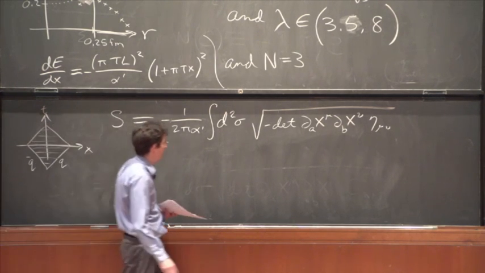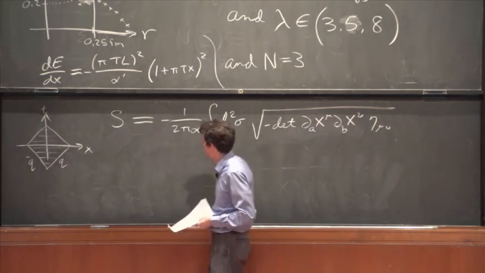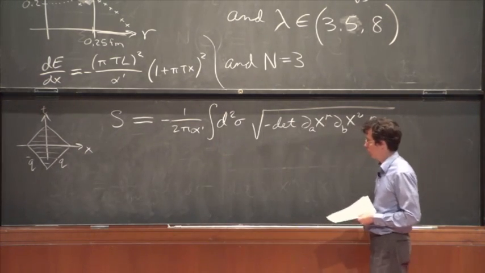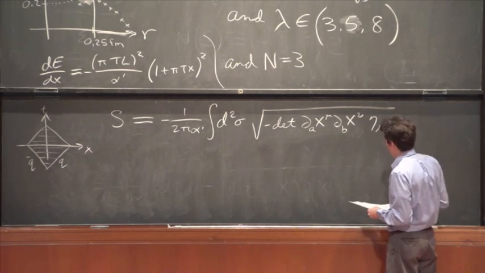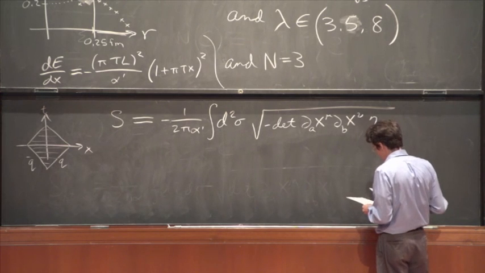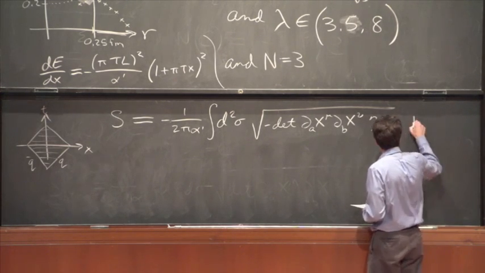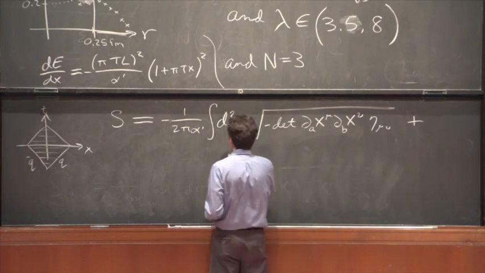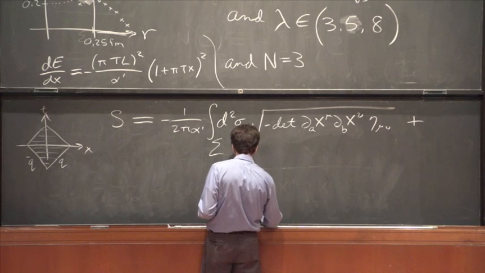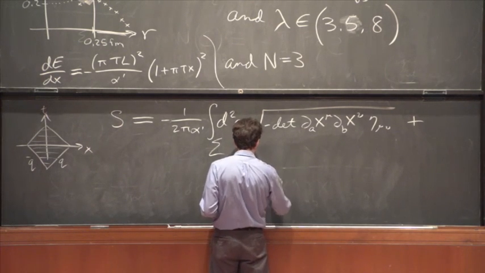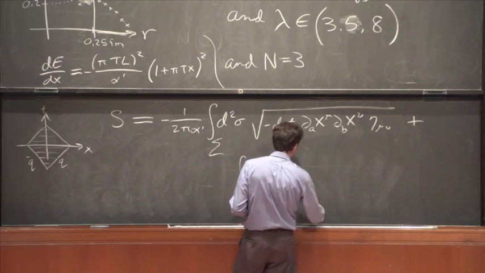What I claim is that for trajectories such as these, for classical string motions such as these, at least in the most natural gauge, the proper thing to do is in fact to augment the Nambu action by an extra term. And that extra term is going to be the action for a massless particle at the endpoint of the string.